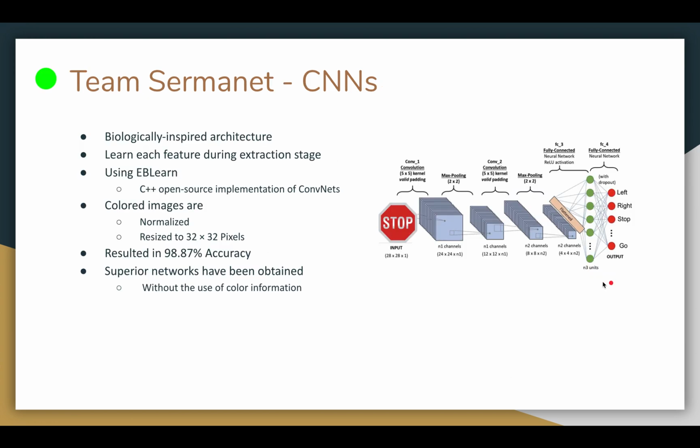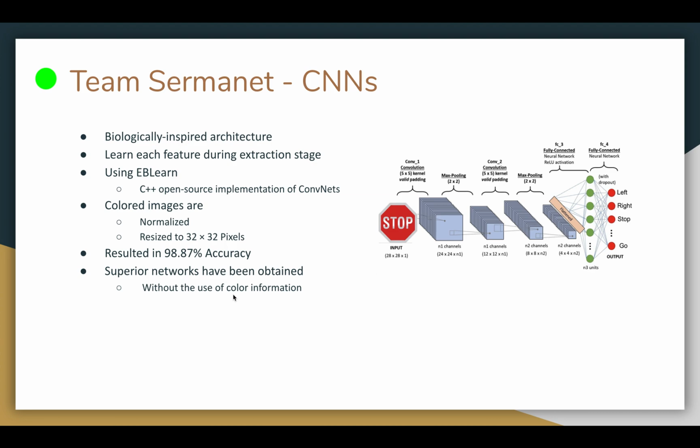So let me talk about this team, Sermanet. They're basically using EBLearn, which is an open source implementation of convolutional networks. They're using normalized images of size 32 by 32, and it's good to start with a similar size for each image, for learning at least. These guys got 98.87 accuracy, which is, I think, pretty good. But they figured out that superior networks have been obtained after them with the use of black and white images.